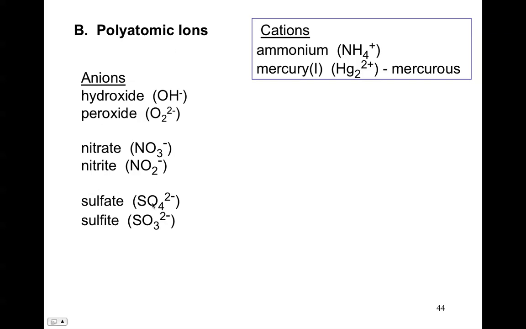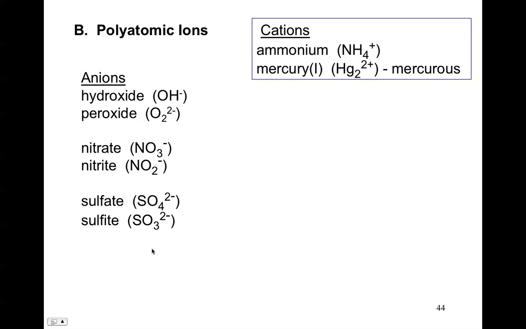Same thing with sulfate. Sulfate, memorize it's SO4 2 minus. Then to get sulfite, you just remember, okay, the one with ITE ending is one oxygen atom less. So you take sulfate, SO4 2 minus, remove an oxygen. You get SO3 2 minus.